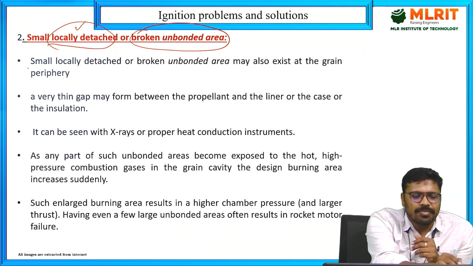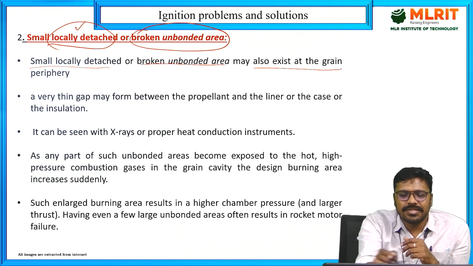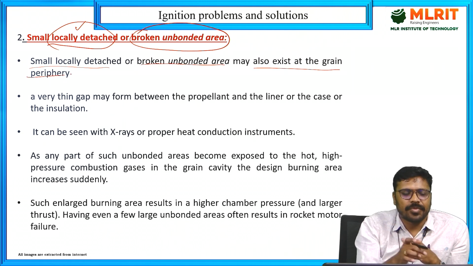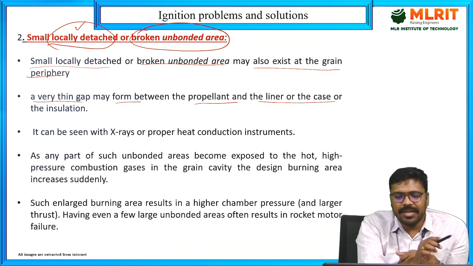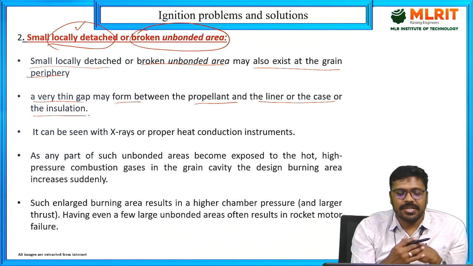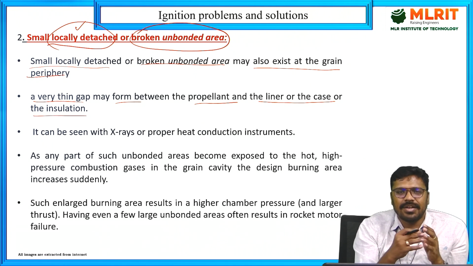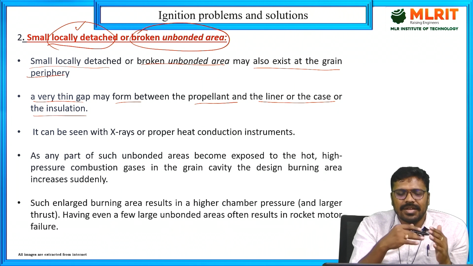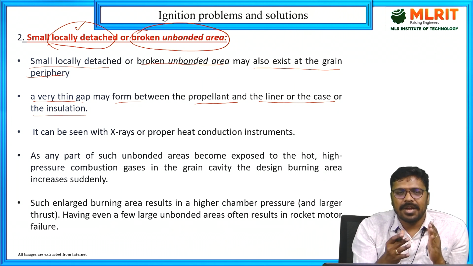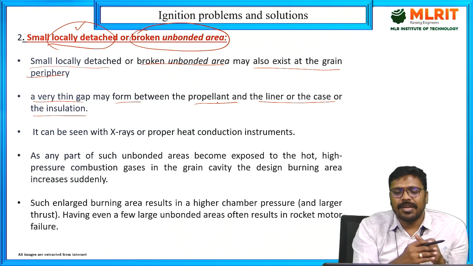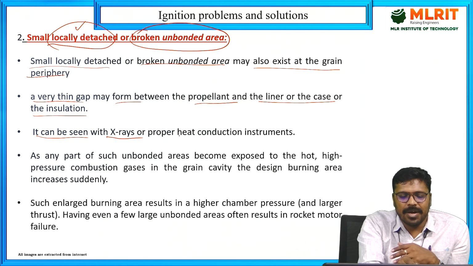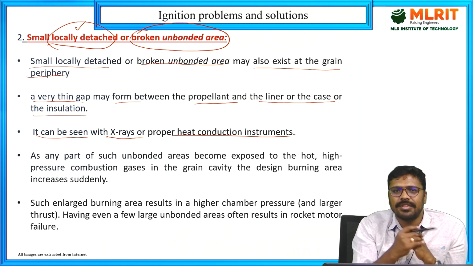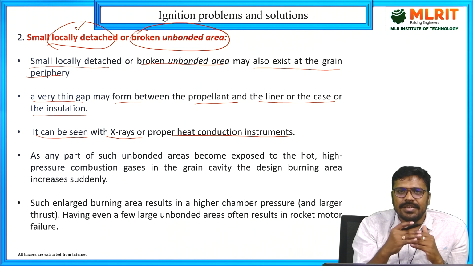Small locally detached or broken unbonded areas may also exist in the grain periphery. A very thin gap may form between the propellant and the liner, the case, or the insulation. Because of this unbonded area, some gap will be maintained between the liner and the propellant grain or the motor case. It can be seen with the help of X-rays or proper heat conduction instruments. This should be avoided. If the propellant grain is not bonded to the motor case properly, it will detach from the motor case.